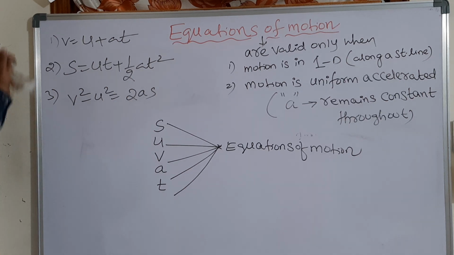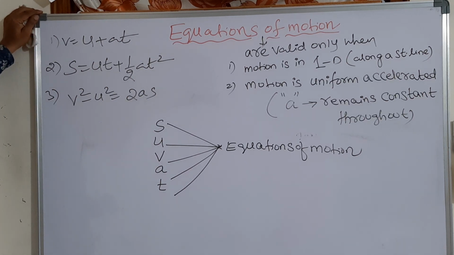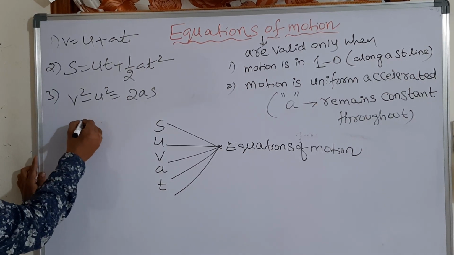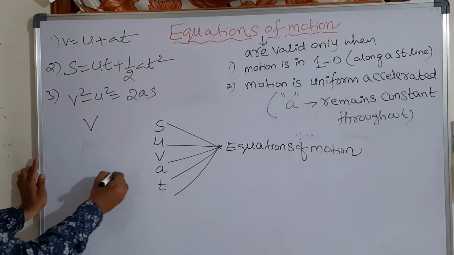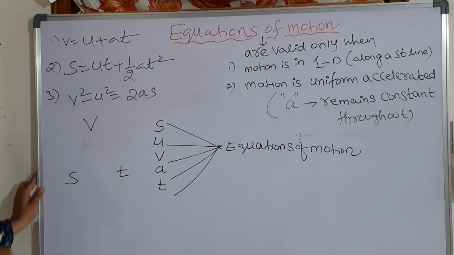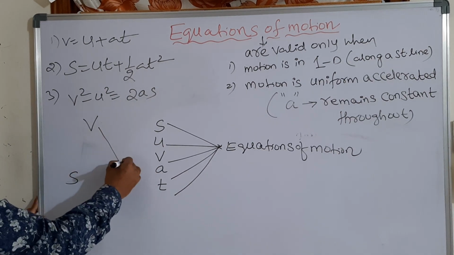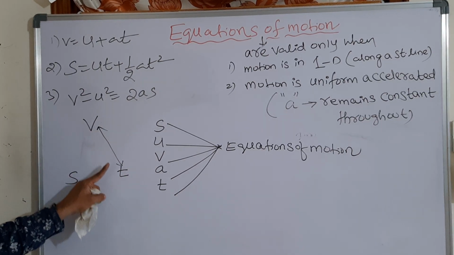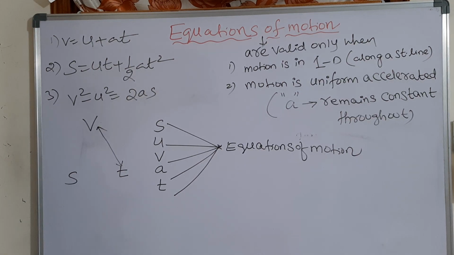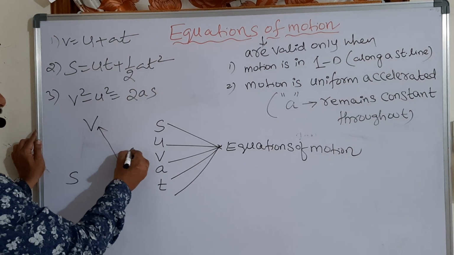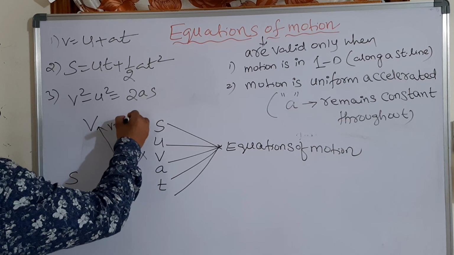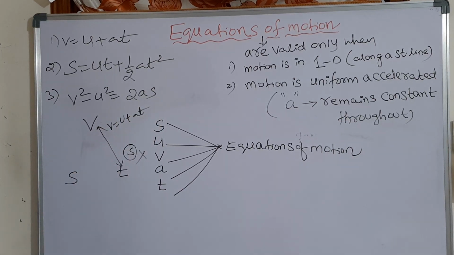Right, here is a simple trick. I am writing here: v, t, s. When there is a relation between v and t, that means in that question only final velocity and time are involved, there is no involvement of s. Then use the first equation of motion, that is v equal to u plus at.